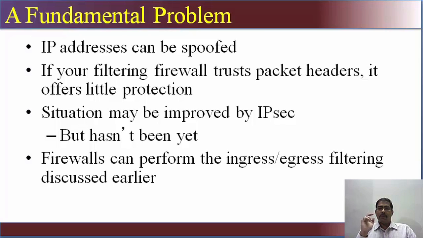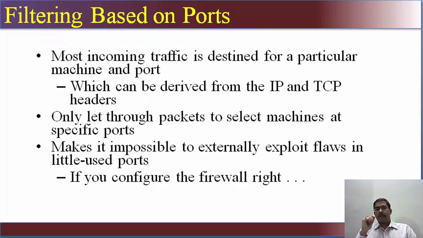So a firewall can do both inbound filtering and outbound filtering. Again, like I said, it can filter based on the port to which the traffic is directed. Most incoming traffic is destined for a particular machine and port, meaning it should go to 10.10.1.1 on port 80. So it can filter based on that criteria, which can be derived from the IP and TCP headers. It analyzes the IP and TCP headers and allows only packets to select machines at select ports.